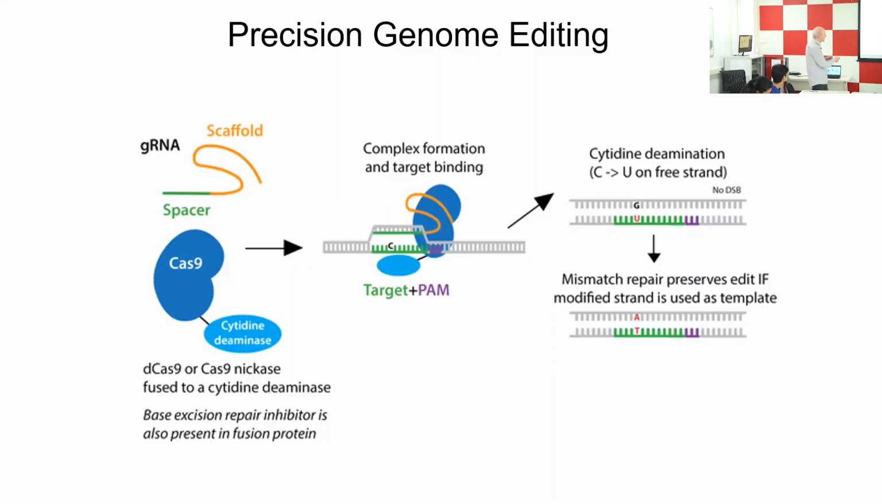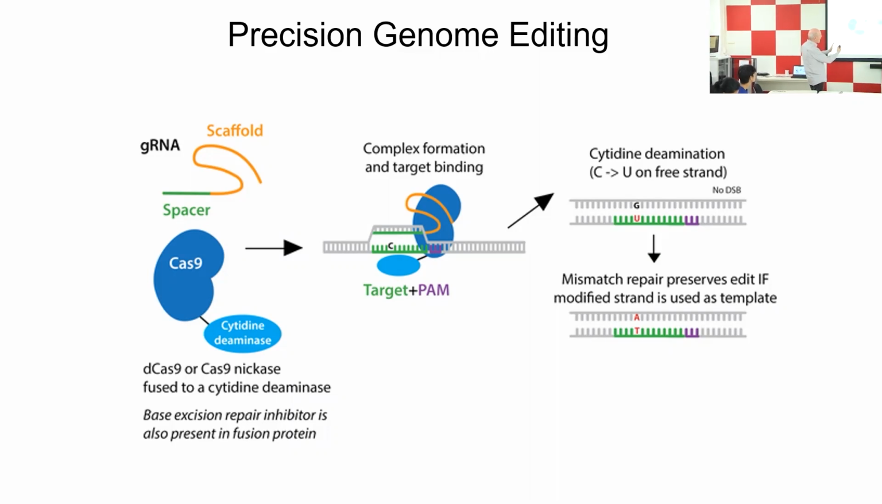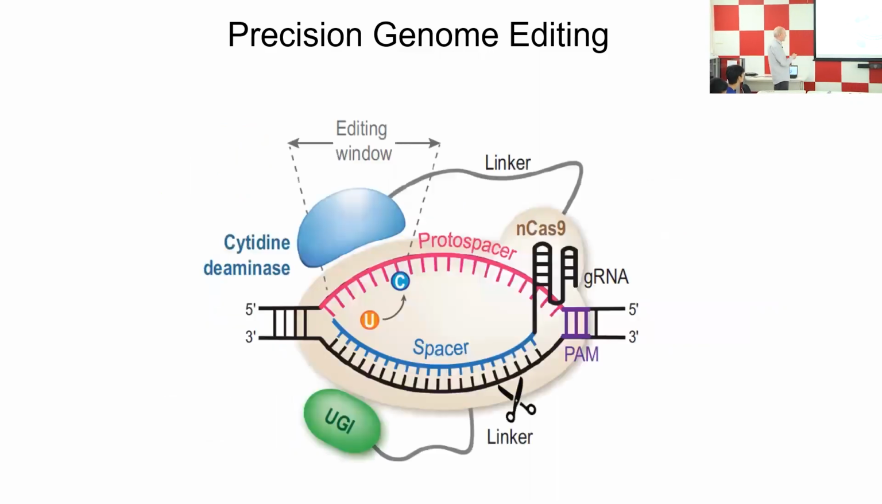And this will be very specific because the geometry of the complex of this hybrid with the DNA will be very well maintained, and therefore the possibilities of the cytosine deaminase to execute its activity on the cytidines will be limited to the window that the architecture of the complex enables, okay? So let's take a closer look at this. This is a typical fusion between Cas9, dCas9, and then a cytosine deaminase, okay?